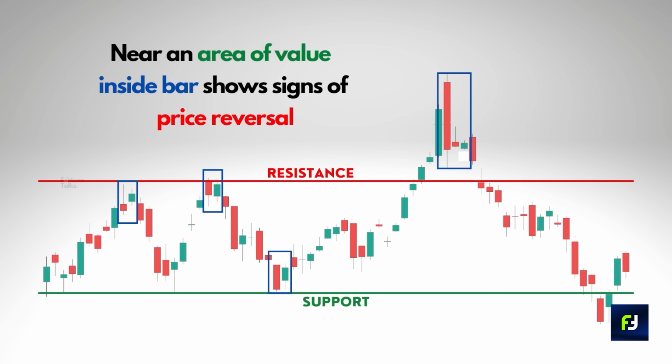And if the inside bar is formed at a swing point or even at a major support or resistance area, then it could be signaling that the steam has run out of the current move and the reversal is about to play out, or simply the market is about to reverse. Because this is an indecision candlestick, it is very important to pay attention to where and how this pattern forms.